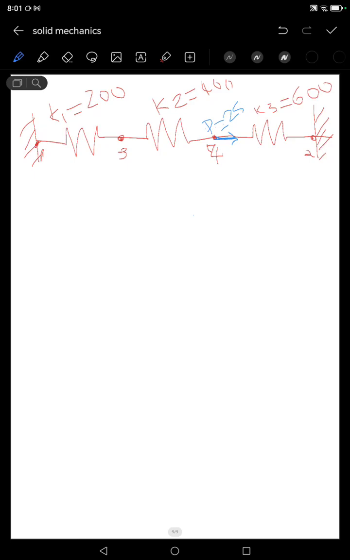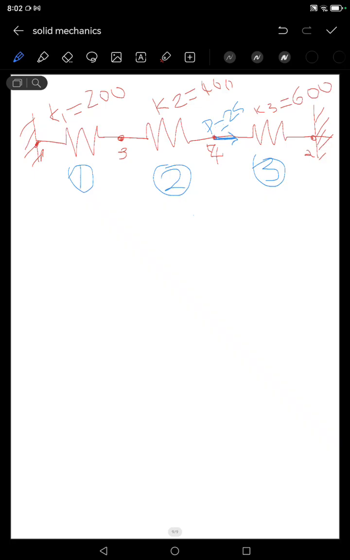Okay, remember the first step is to split the elements. Let's hope I didn't leave anything. So we're going to have element 1, element 2, and then element 3. So here we're going to have 3 elements. We have a wall on node 1 and a wall on node 2.